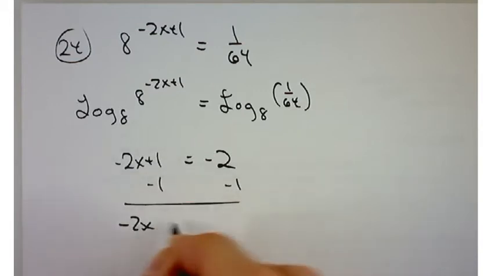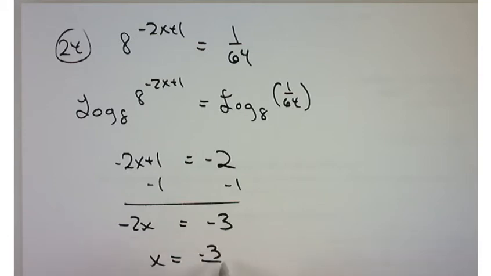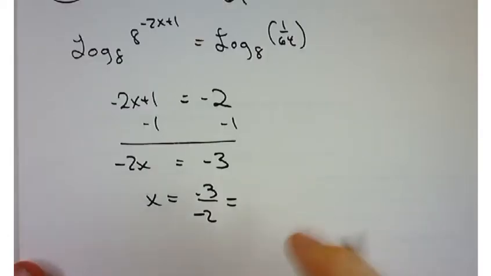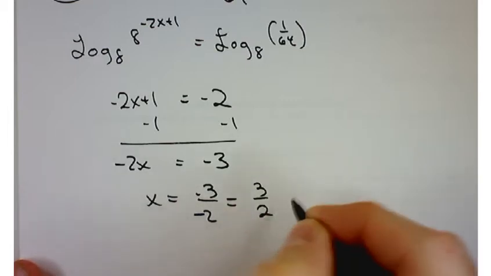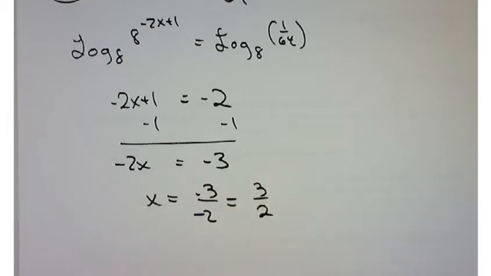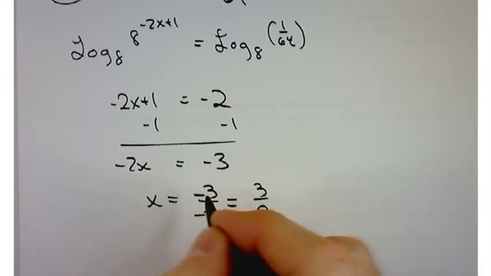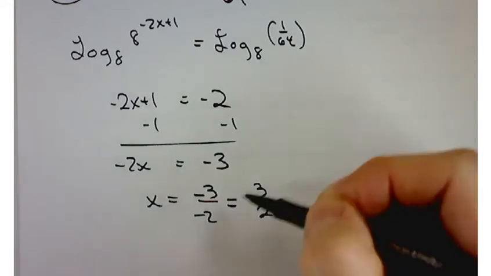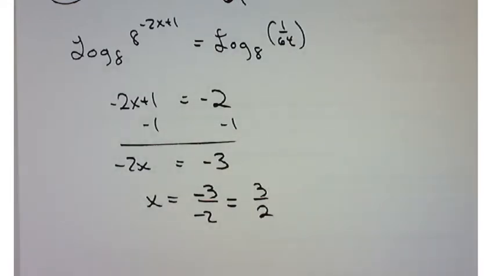Subtract 1. And then x equals negative 3 over negative 2. I'd probably appreciate if you simplified that to 3 over 2. Leaving it as negative 3 over negative 2 puts me in a hard spot. Hopefully you'll just take care of the business with the negatives there. Nice. And that's it. I'm done on that one.